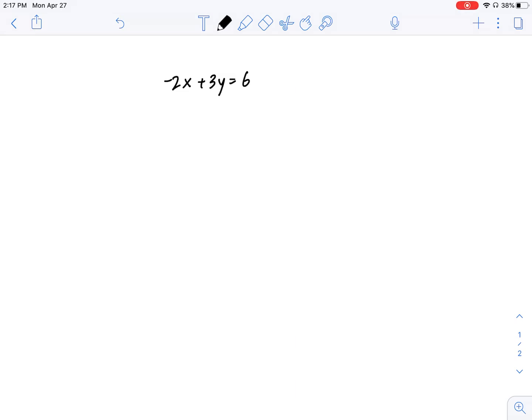So we have our equation here, and we want to find the x and y intercepts to use them to graph the line. Let's start by finding the x-intercept of this line. We know that occurs when y equals 0, so let's replace y with 0 and solve for x. Divide both sides by -2 to give us x equals -3, and our x-intercept at -3, 0.